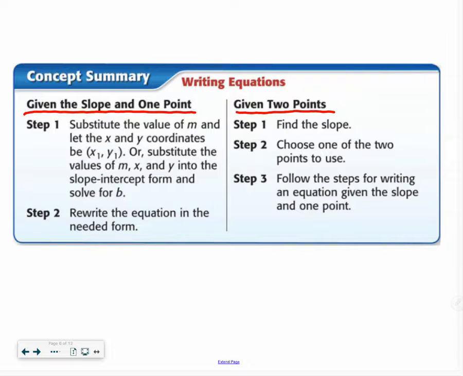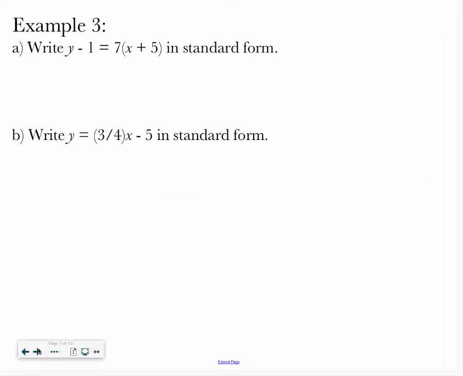So if you're given 2 points, you have 1, 2, this refers you to this half. So you have 4 steps to complete, okay? Maybe take a screenshot of that to help you remember. And let's try example 3.